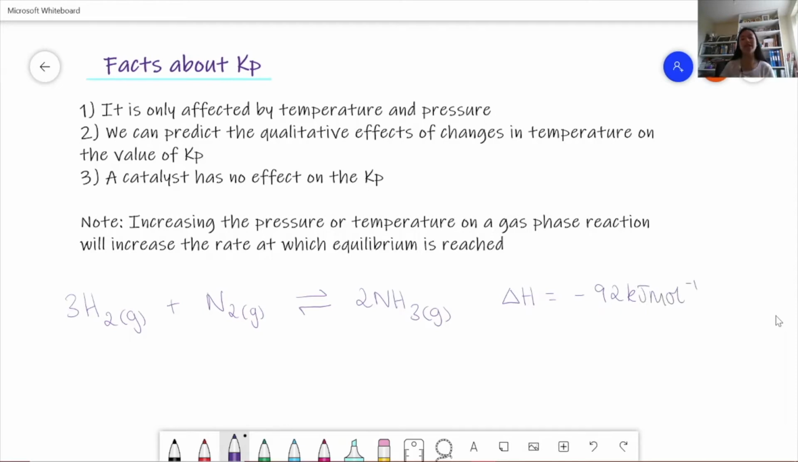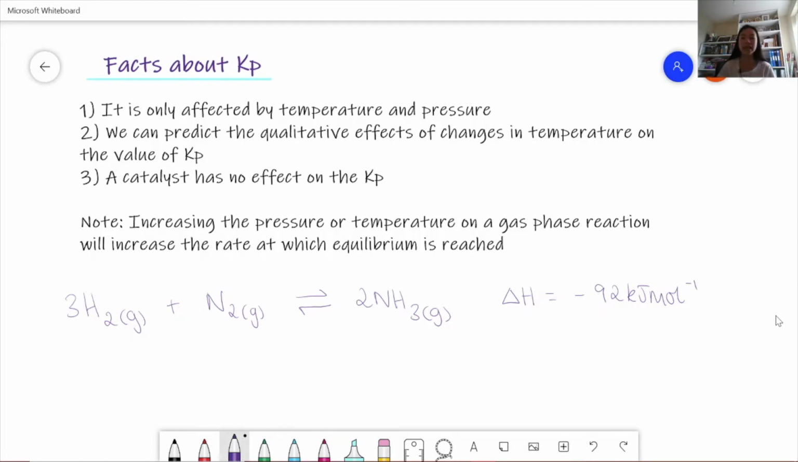So if we increase the temperature of this, then by Le Chatelier's principle, the equilibrium would shift to lower the temperature, and it would favour the endothermic reaction because that takes away the heat energy. And so it would favour the reactants, the back reaction, if we increase the temperature.